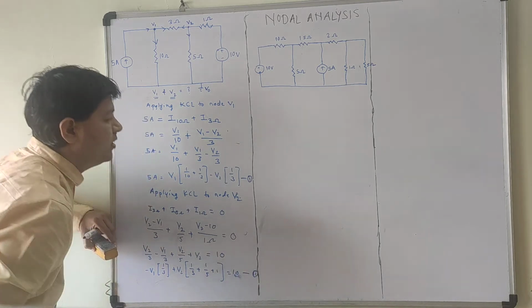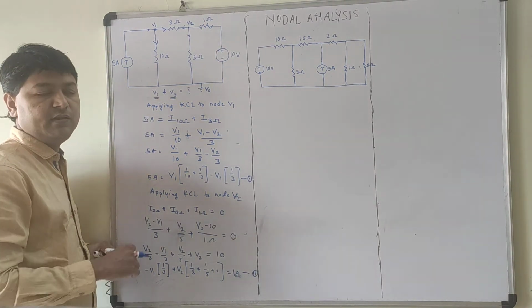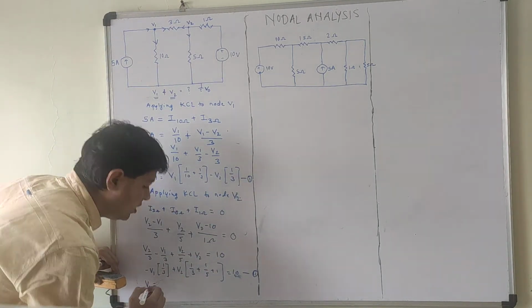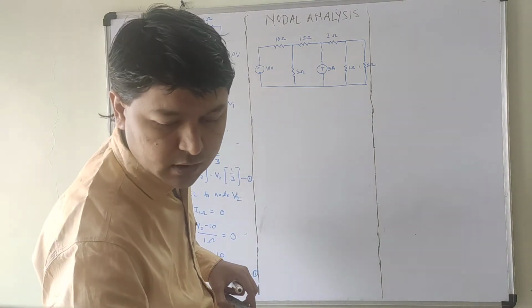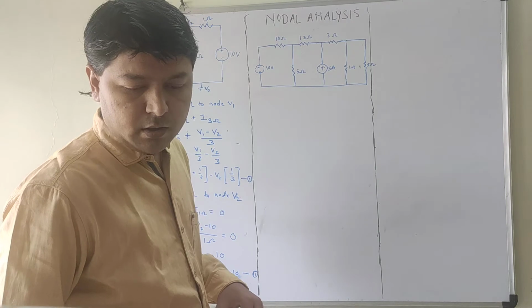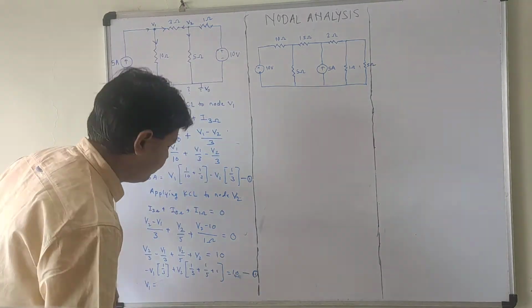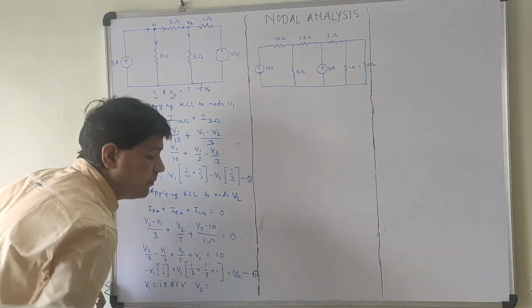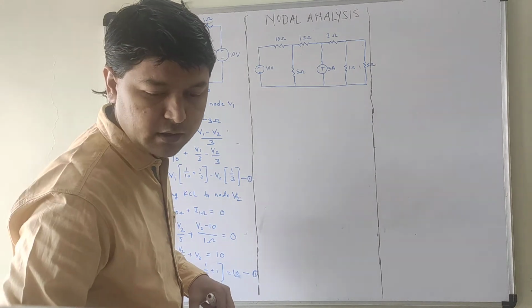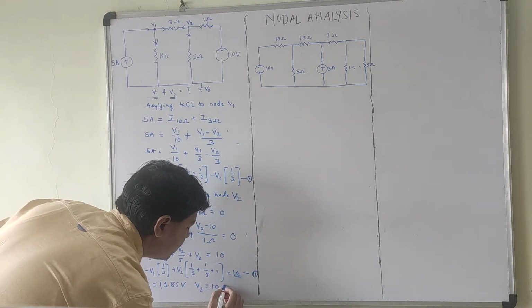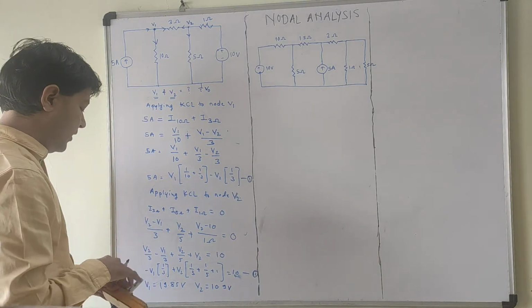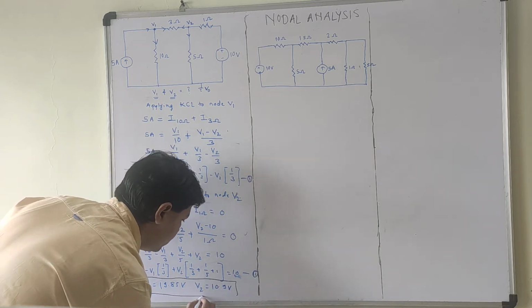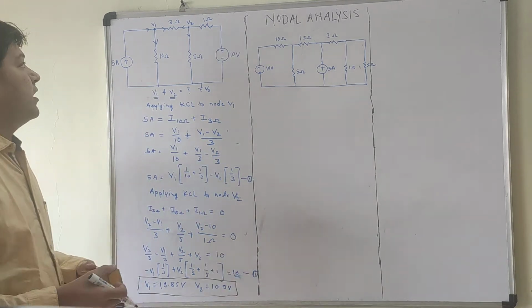When you solve using a calculator or using Cramer's rule that we saw in the previous lecture, when we solve these values, equation 1 and equation 2, you get the value of V1 is coming 19.85 volt and V2 is coming 10.9. So these are the values of V1 and V2 using the node analysis.